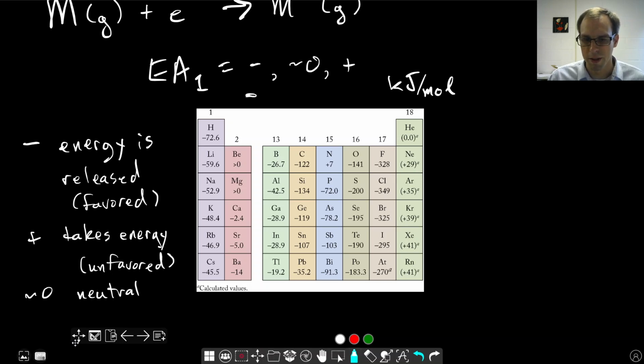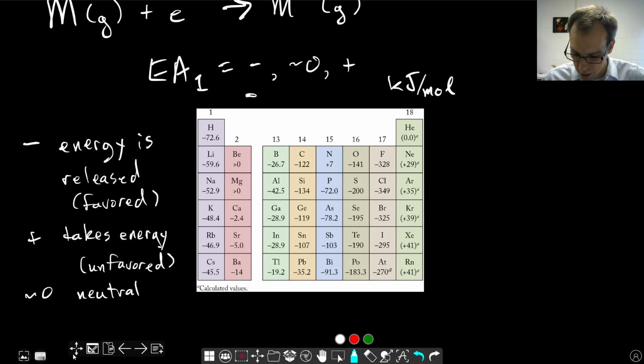Okay, and so we see examples of all these values. The first thing I'll point out is we can look at the noble gases. So helium down through radon, these are all positive.